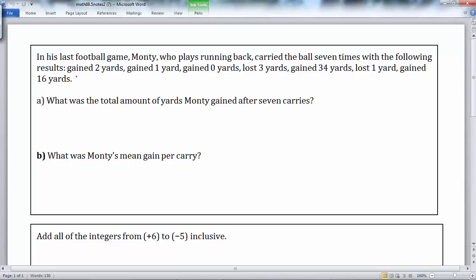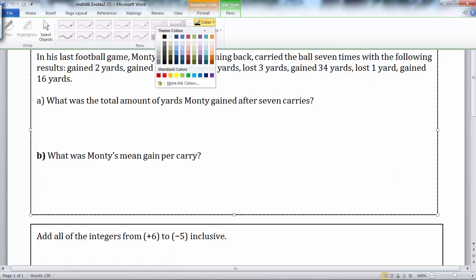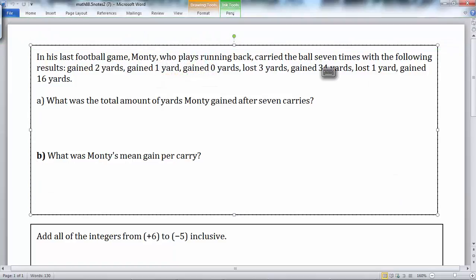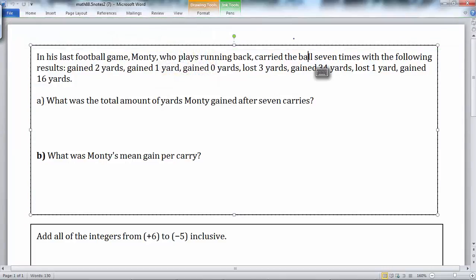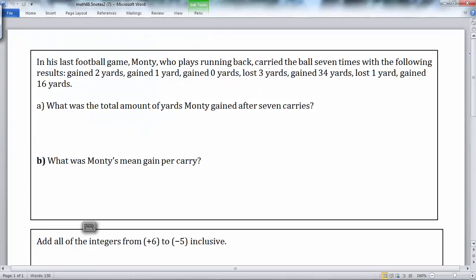I feel like you can do this one on your own, right? So I'll read it to you. In his last football game, Monty, who plays running back, carried the ball 7 times with the following results.